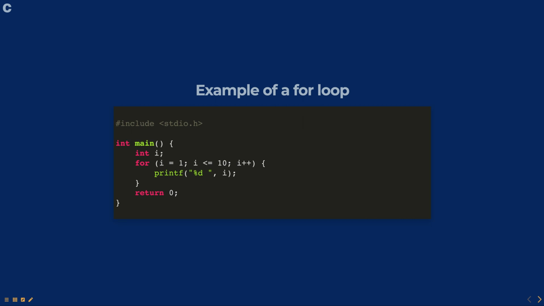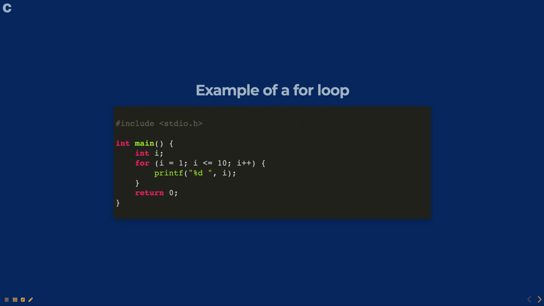This process is repeated until the value of i becomes greater than 10, at which point the condition is false and the loop is terminated. The output of the program is 1 to 10.